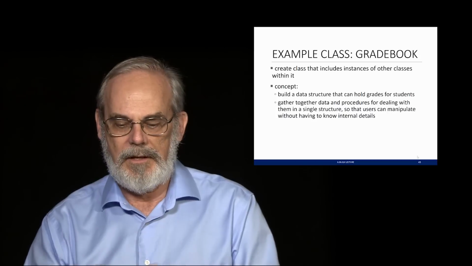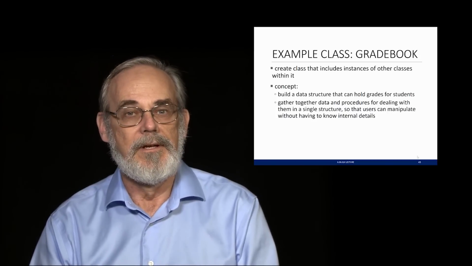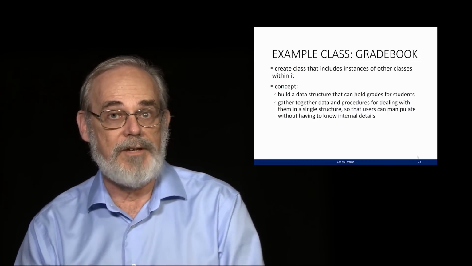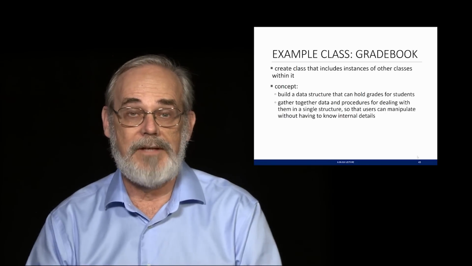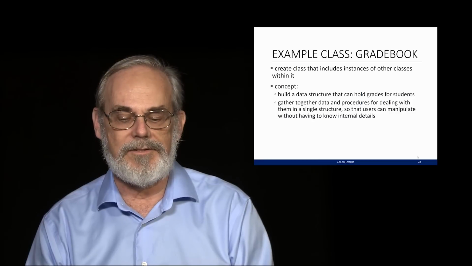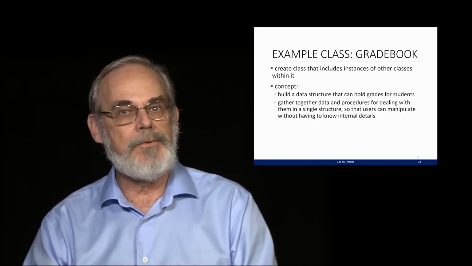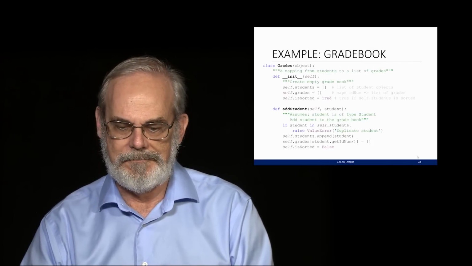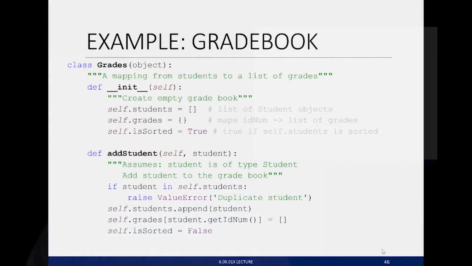So within a class or a gradebook instance, I'm going to have representations of students. I'm going to have representations of grades. I'm going to capture all of those instances of other classes inside of that structure. Let's look at some code and let's see what happens when we then use it. So here's my definition for grades as a class. And you notice the doc string. It says it's a mapping from students to a list of grades. And I want to show you what that means.